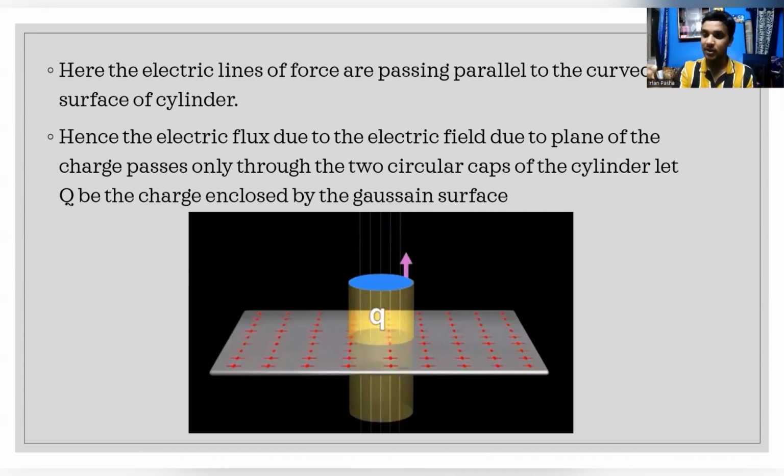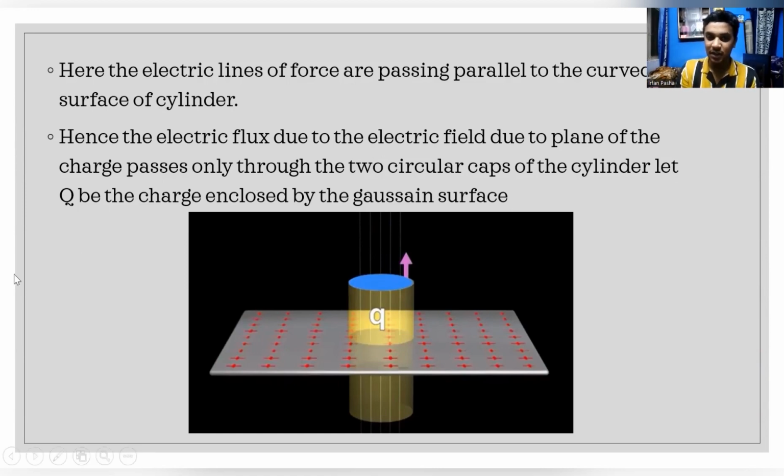Let us consider this pen as a cylindrical surface. And we have considered this cylindrical surface in the perpendicular direction. We also know that the field lines pass in a perpendicular direction. So basically, we can say that this cylindrical surface is placed parallel to the curved surface of the cylinder. Hence, the electric flux due to the electric field of the plane of the charge passes only through the two circular caps of the cylinder.